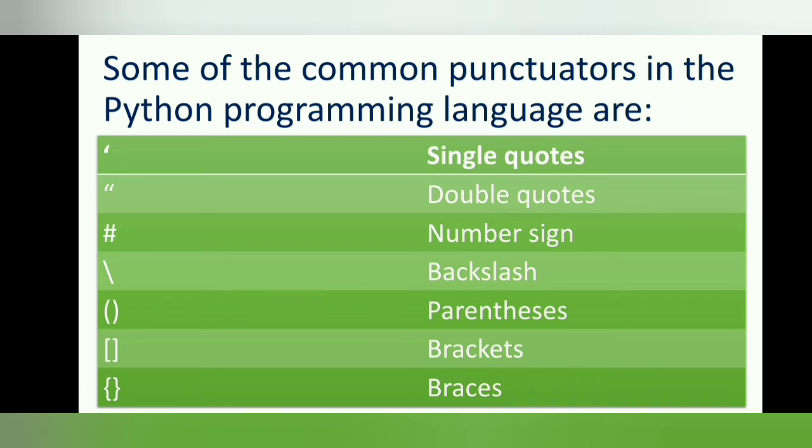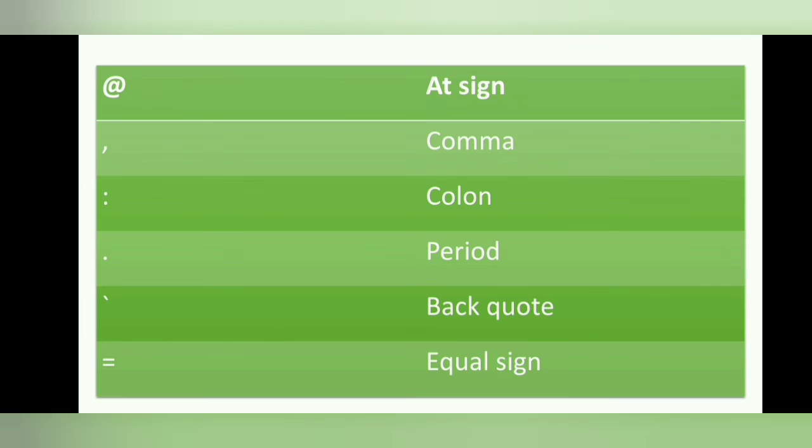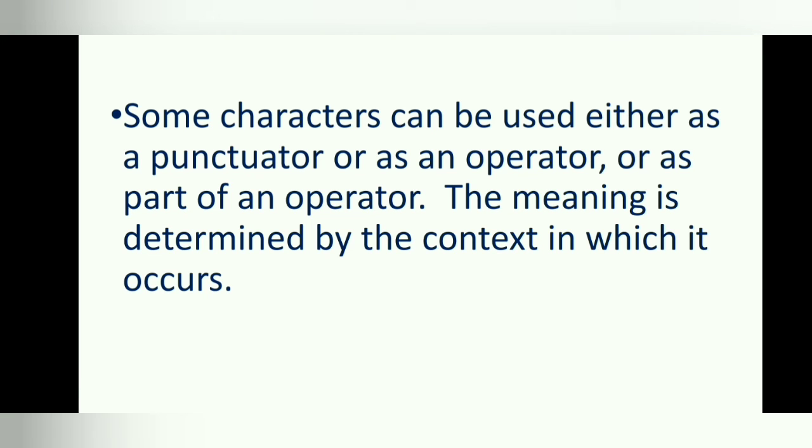Some of the common punctuators in the Python programming language are single quotes, double quotes, number sign or hash or pound sign, backslash, parentheses, brackets, braces, @, comma, colon, period, backquote, equal sign. Some characters can be used either as a punctuator or as an operator or as part of an operator. The meaning is determined by the context in which it occurs.